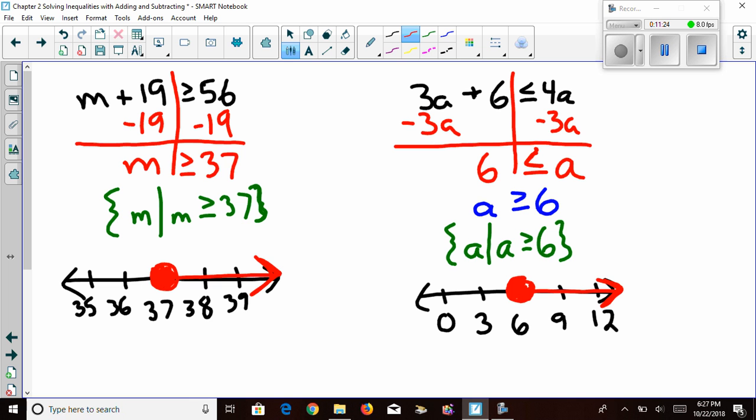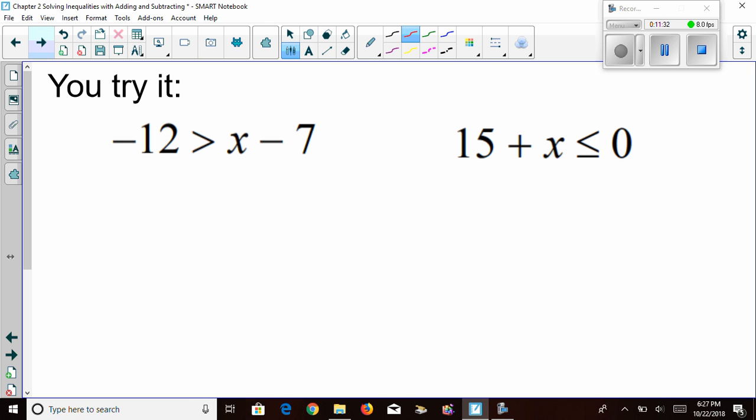Now I'm going to go ahead and project 2 more examples for you to try on your own. Write down these 2 examples in your notebook and bring them to class tomorrow if you have any questions.